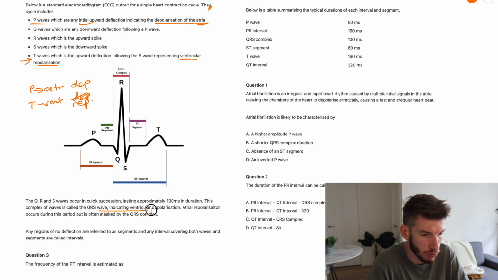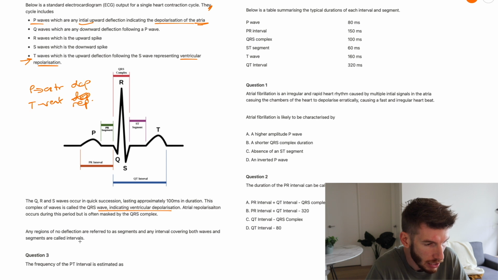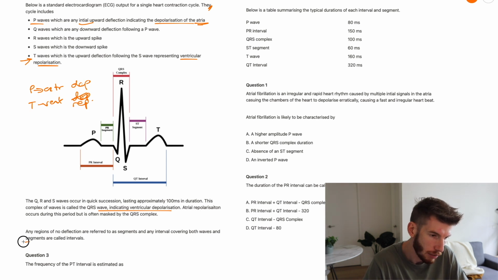So we're slowly getting more and more information out of it. Atrial repolarization occurs during this period as well, but is often masked, so we don't get to see that. That's going to be probably important. Any regions of no deflection are referred to as segments, and any interval covering both waves and segments are called intervals. So there's some definitions coming up here.